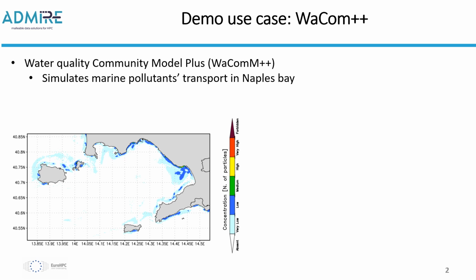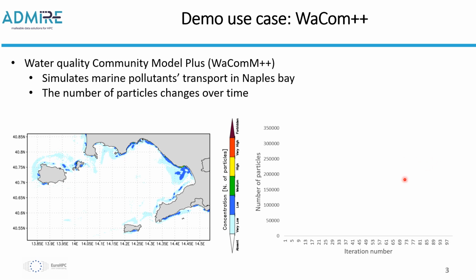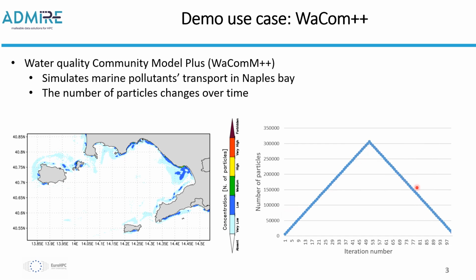The selected use case is Wacom++, a model that simulates the transport of marine pollutants. One characteristic of this application is that the number of simulated particles changes over time. In this figure, we can see that this number increases at the beginning of the simulation and then decreases. The number of particles is proportional to the application iteration time.